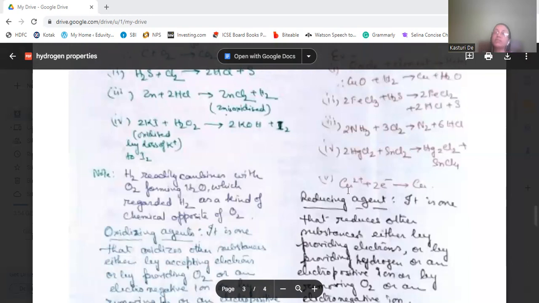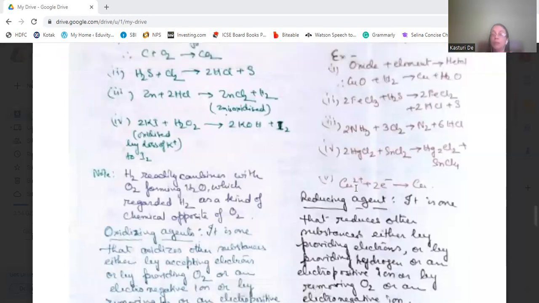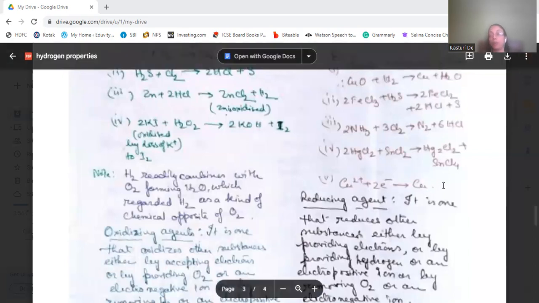Clear? Next is the cupric ion. Cupric ion, Cu2 plus ion, will gain 2 electrons to form copper.